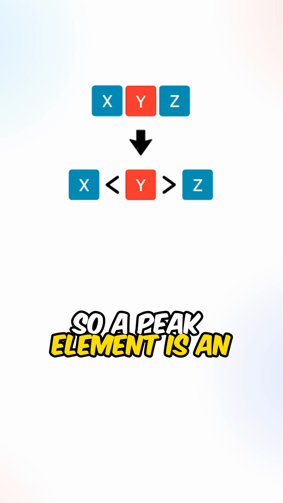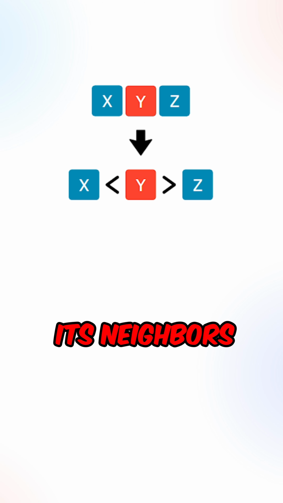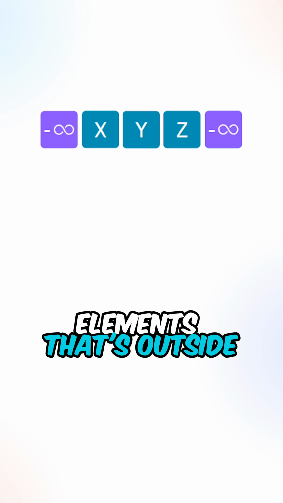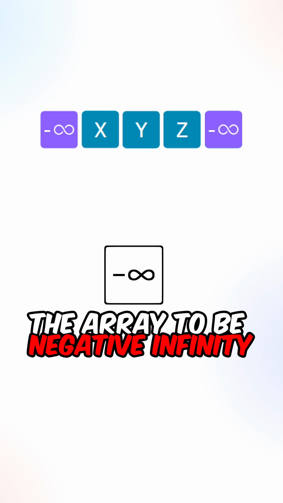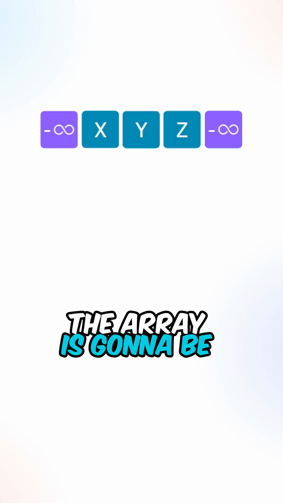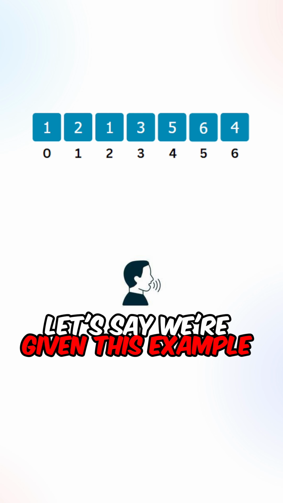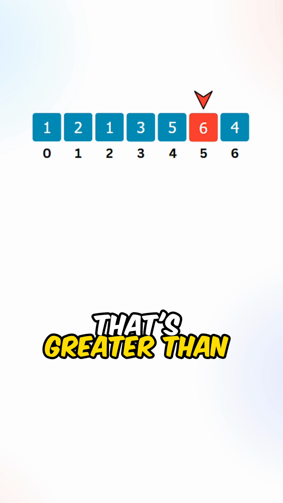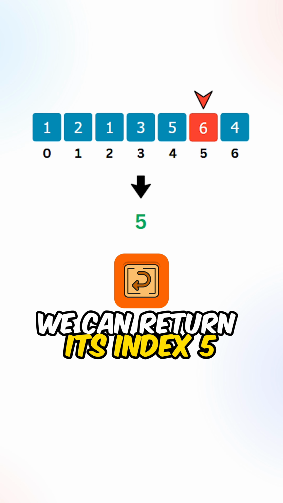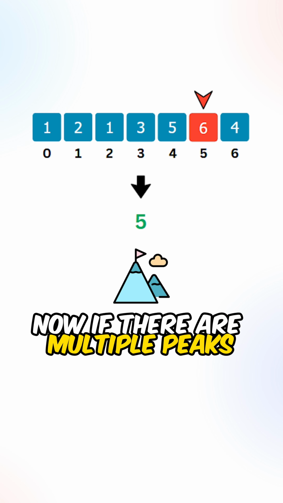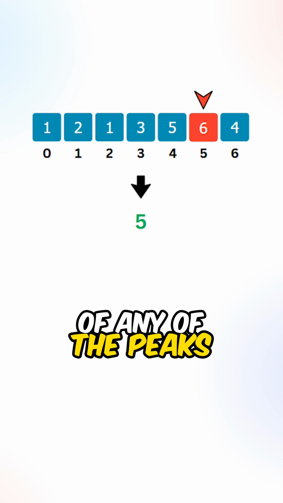A peak element is an element that's greater than its neighbors. We can assume that the elements outside the array are negative infinity. That means any element inside the array is going to be greater than the neighbors that are outside of the array. Let's say we're given this example, we have the element 6 that's greater than its neighbors, we can return its index 5. Now, if there are multiple peaks, we can return the index of any of the peaks.